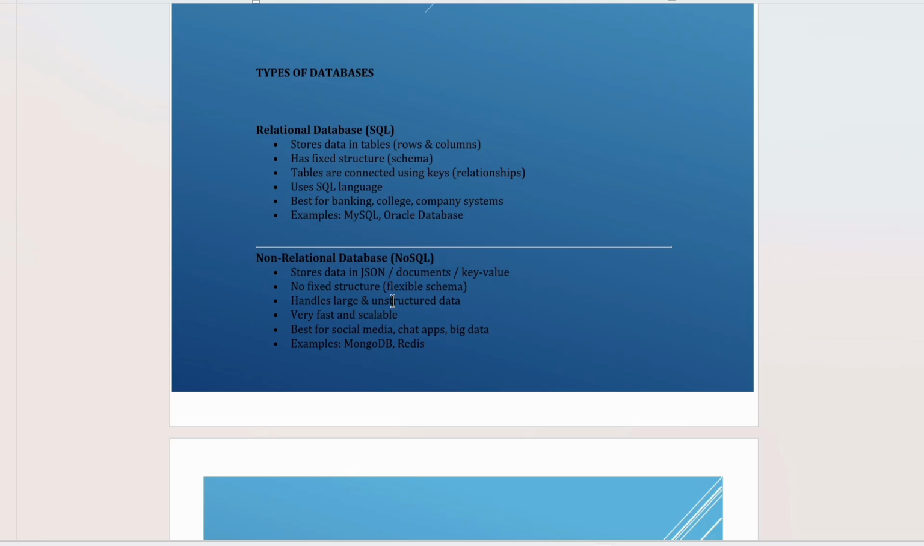Okay, so this is what we have about the relational database and non-relational database. In this particular SQL course, we'll be focusing on relational database because the structured query language is used to connect with the relational database, where the data is stored in the form of rows and columns.